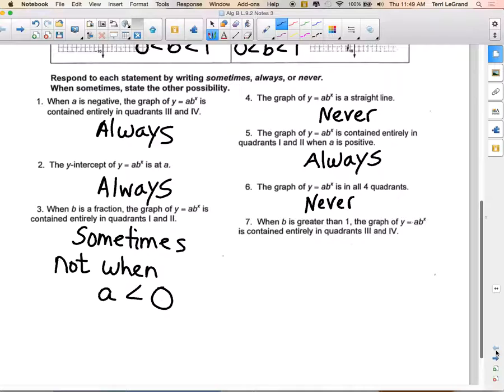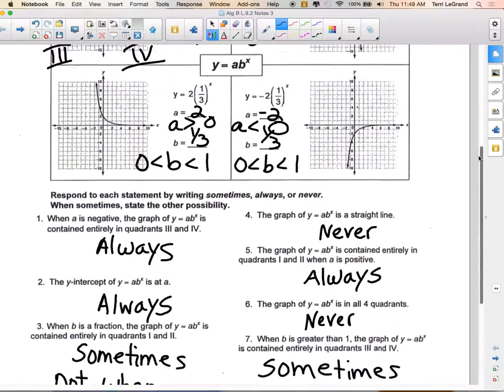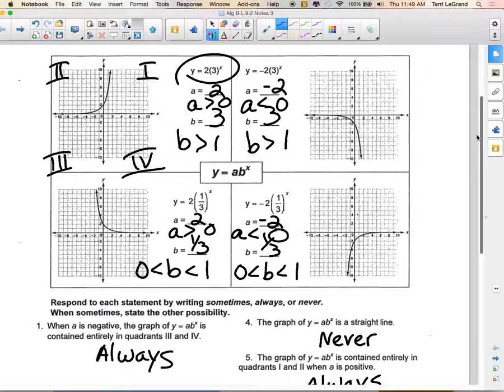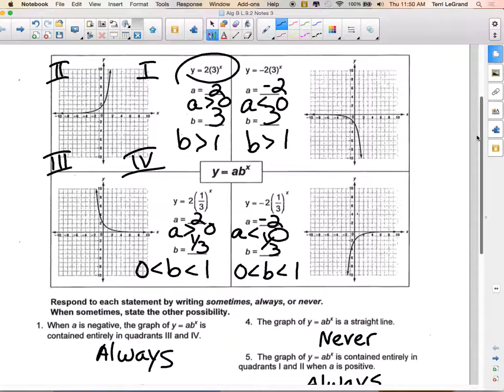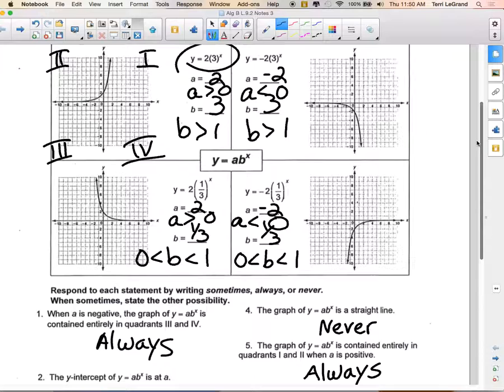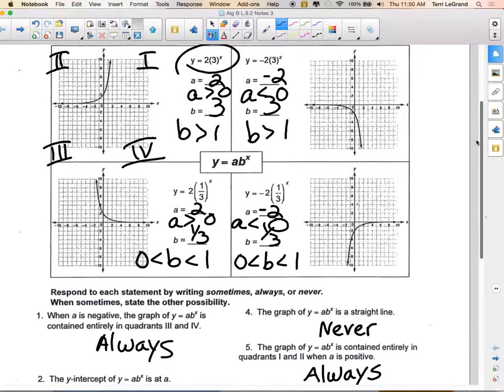Always? No. Nope. Never? Nope. Sometimes? Well, that's our only other choice. So yeah, it's sometimes. Sometimes when b is greater than 1, it's in quadrants 3 and 4. When is it in quadrants 3 and 4 when b is greater than 1? When a is what? Less than 0. So when is it not? When a is greater than 0.